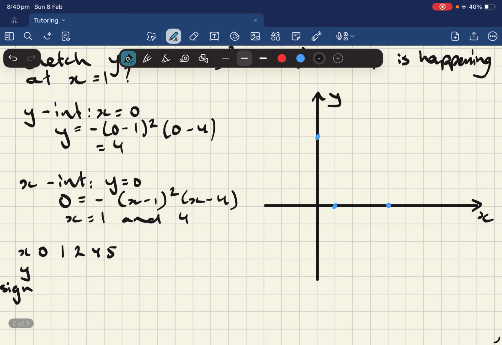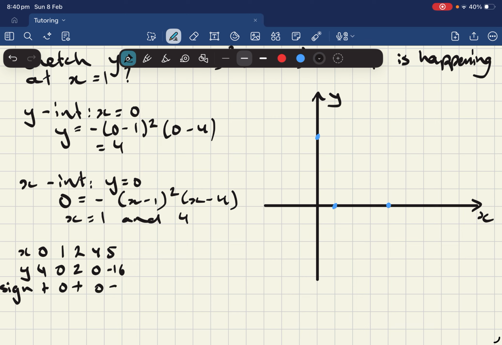Now when x equals 0, y equals 4, we know that. When x equals 1, y equals 0. When x equals 2, which is a value in between the 1 and the 4, the zeros, I get 2. When x is 4, y is 0. And when x is 5, y is negative 16. Now, I'm just going to write down at the bottom what the sign is. Here it's positive, here it's 0, here it's positive, here it's 0, and here it's negative.